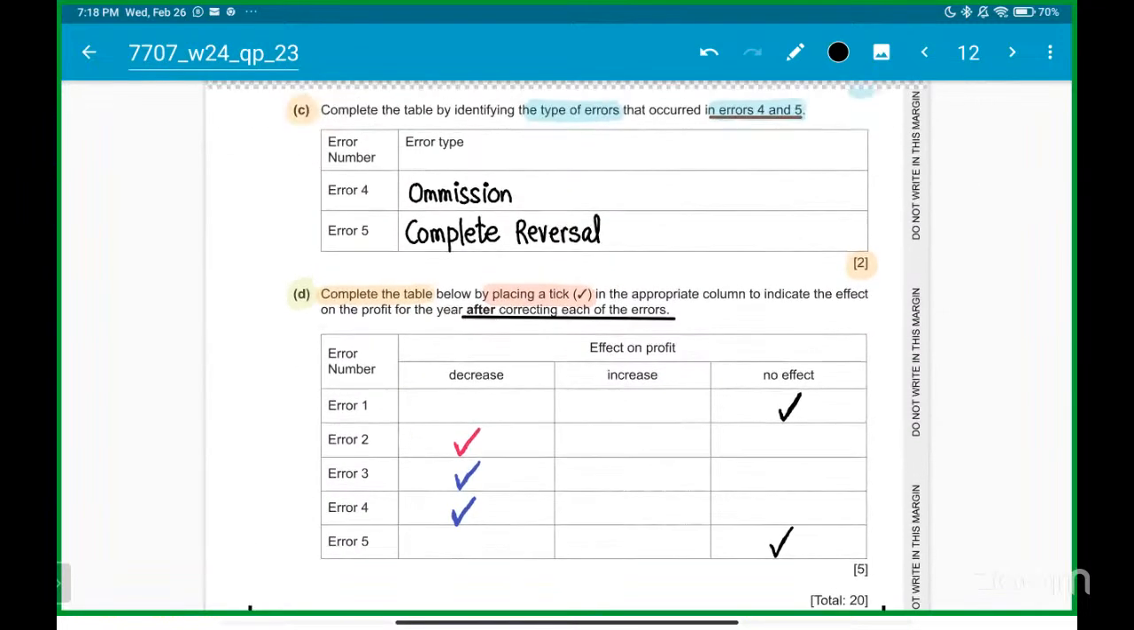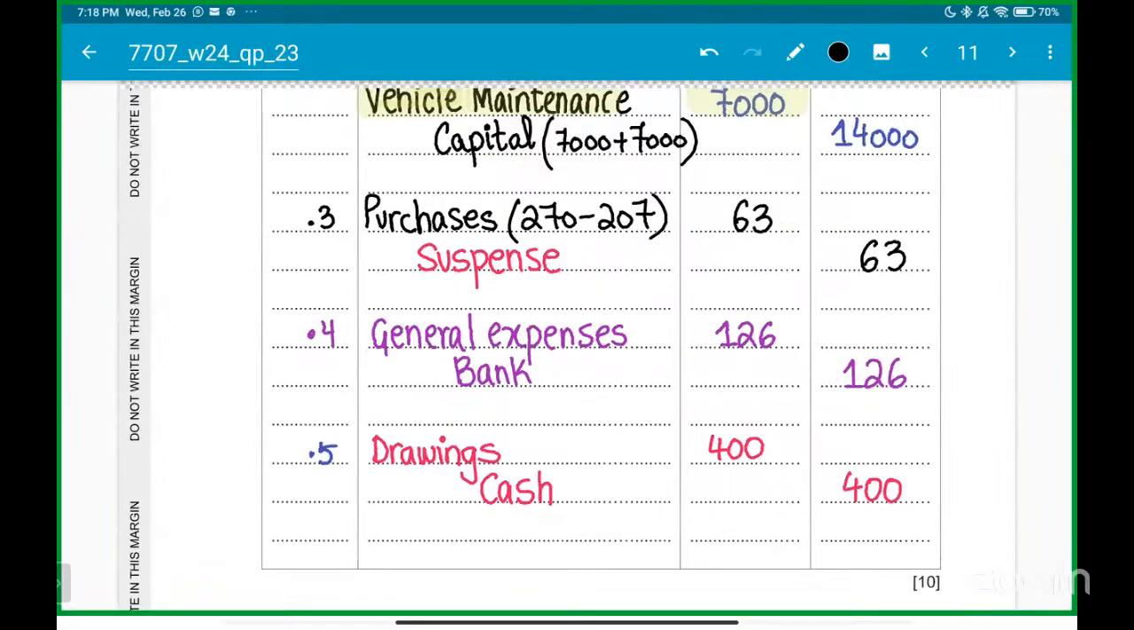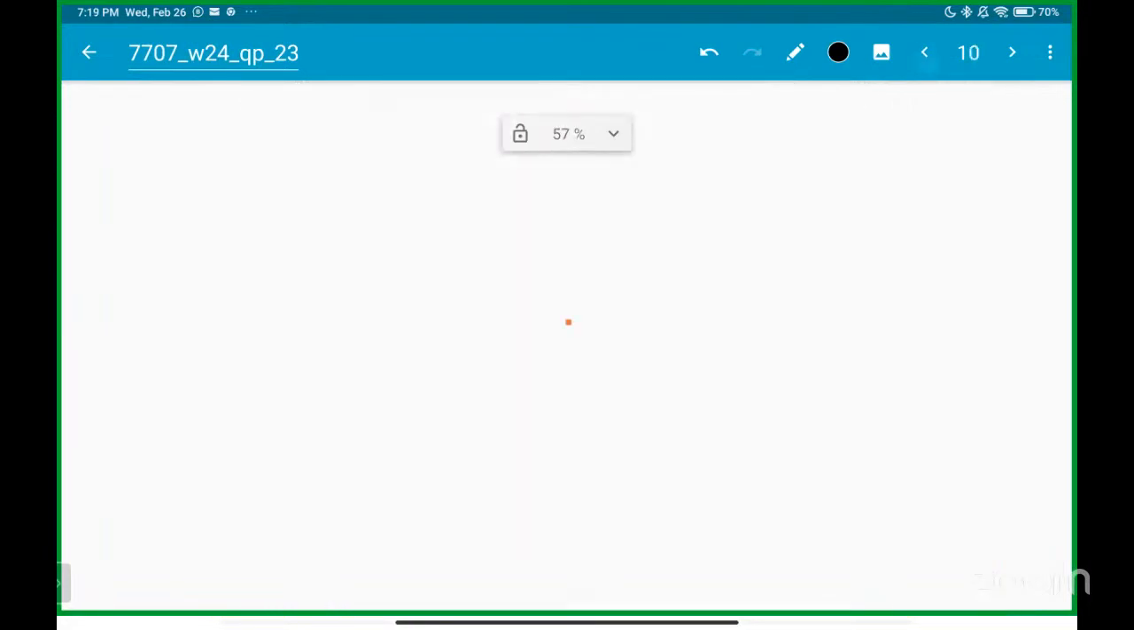Hope everyone got it. Make sure to practice more of errors and suspense account. Any questions can be asked. We'll continue from here in the next session.